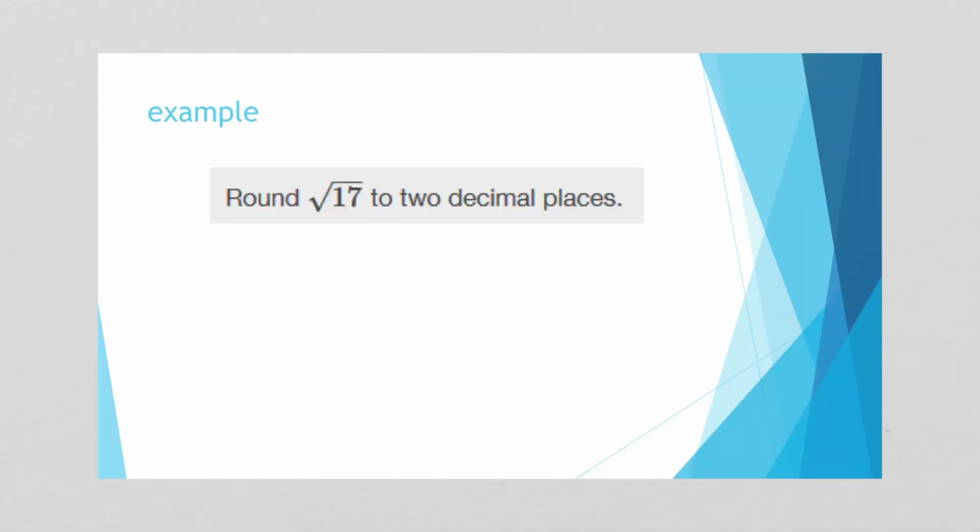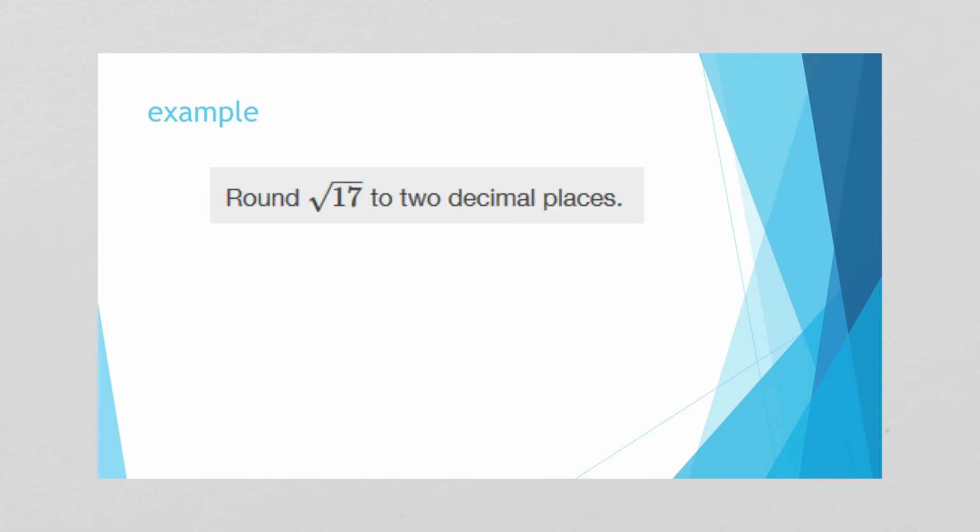Now, sometimes it will say round the square root of 17 to 2 decimal places. Now, I know that the square root of 17 is slightly bigger than the square root of 16. So I know that this will be a decimal of 4 point something. I just don't know exactly what the something is.